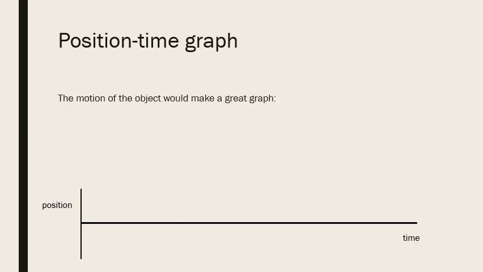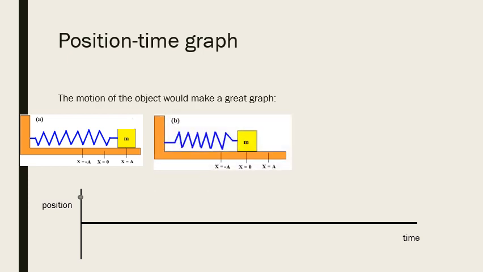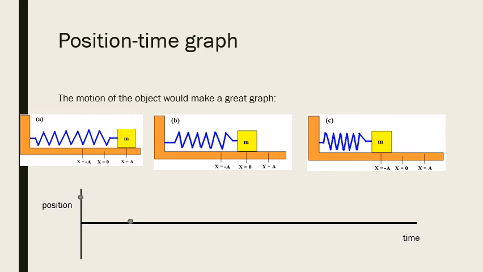Now, the motion of the object would make a great position time graph. We can look at those and see. There's the first picture. It's at point A, so I'll make a dot for it on our graph. Second picture is at x equals 0. It's a little further in time, so I'll make a dot for that. The third picture is at x equals -A. It's on the left-hand side. That's going to be below the time axis, so I'll put a dot for that.